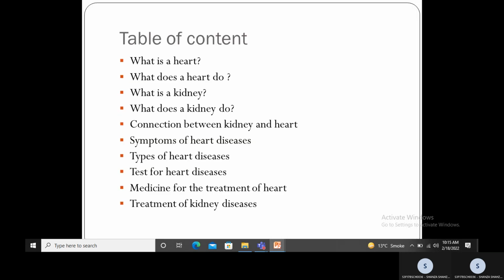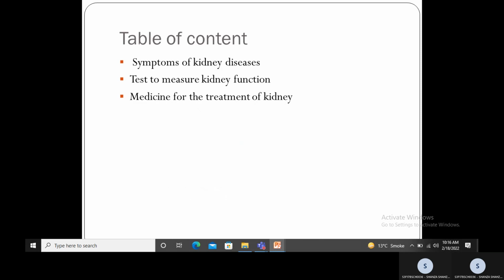In the next slide, I will discuss my table of contents. What is a heart? What does a heart do? What is a kidney? What does a kidney do? Connection between kidney and heart. Symptoms of heart diseases. Types of heart diseases. Tests for heart diseases. Medicine for the treatment of heart. Treatment of kidney diseases. Symptoms of kidney diseases. Tests to measure kidney function. Medicine for the treatment of kidney.